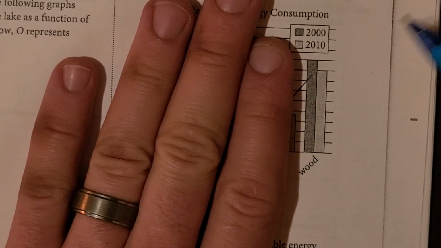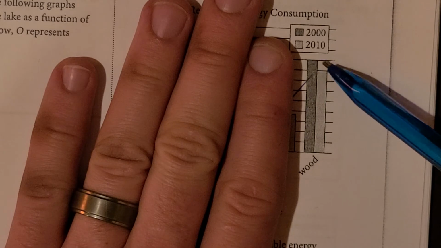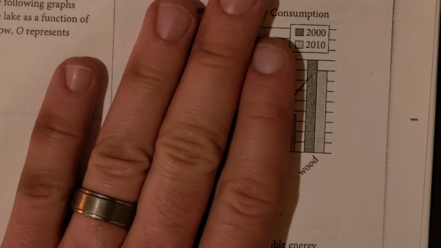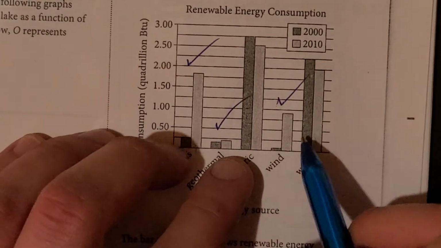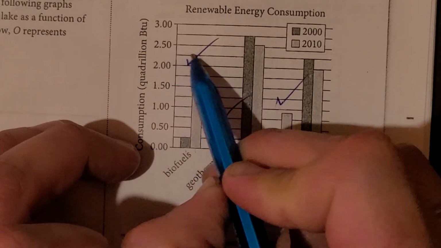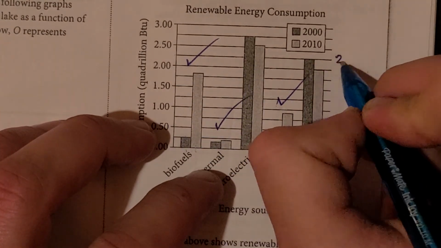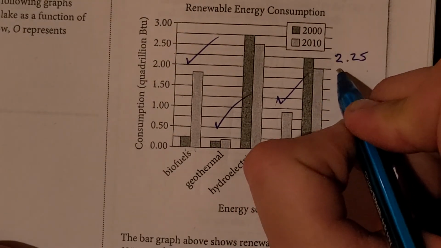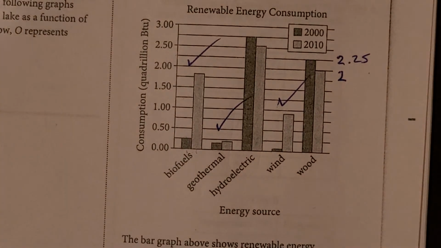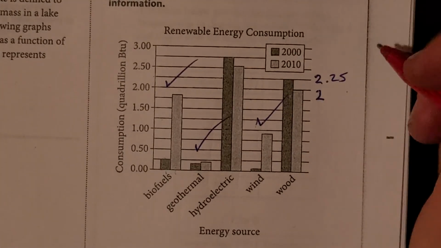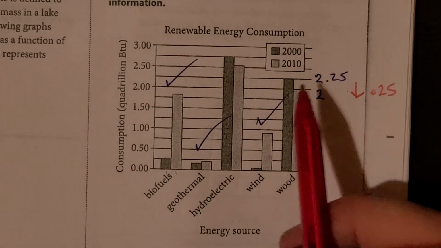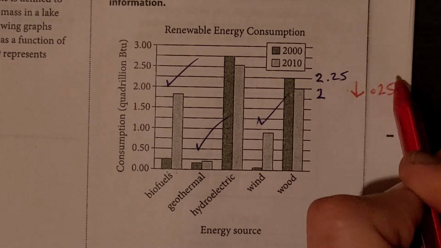Now notice, in 2000, it was higher than 2010. So notice the problem asked, what is the percent decrease? Well, before we talk about percent decrease, let's just figure out how much it decreased. So it looks like in 2000, it was at, what does that look like? 2.25? Okay. And then in 2010, it went all the way down to 2. So that means from 2000 to 2010, it went down 0.25 because it went from 2.25 to 2. So that's how far it went down.